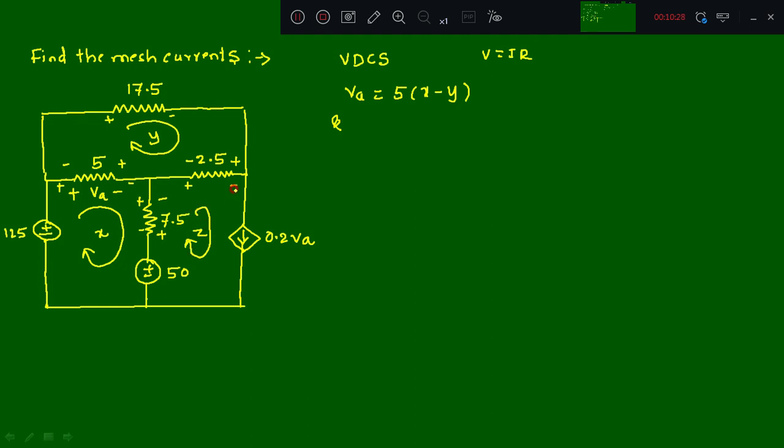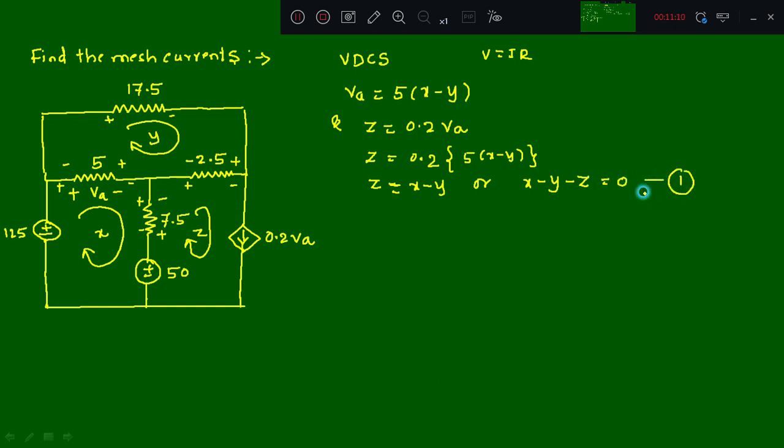Right. So one more equation we can write from seeing the circuit diagram. So z is in the direction of the current source. Therefore, we can write z is what? 0.2 VA. Right. So z is equal to 0.2. What is VA? I have written here. Right. So this is 5(x minus y). If you simplify this one, z is equal to x minus y, or x minus y minus z is equal to 0. So call this one as, say, equation number 1.